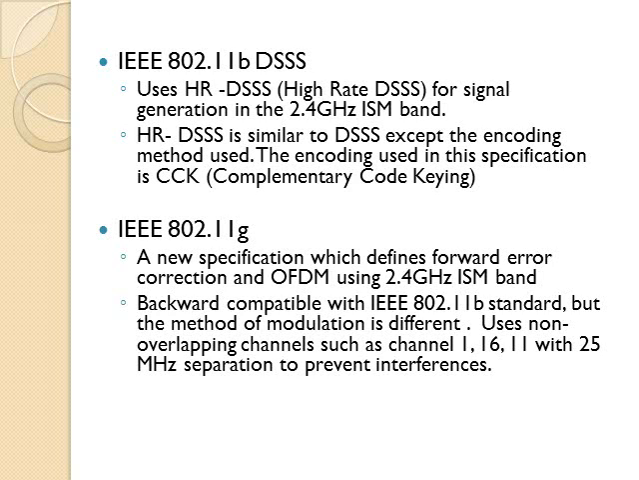The next standard is IEEE 802.11g. This is the new specification that defines forward error correction and OFDM using the 2.4 GHz frequency band, and it has backward compatibility with the IEEE 802.11b standard, but the modulation could be different. And then it uses non-overlapping channels such as channels 1, 6 and 11 with 25 MHz separation to prevent interference.